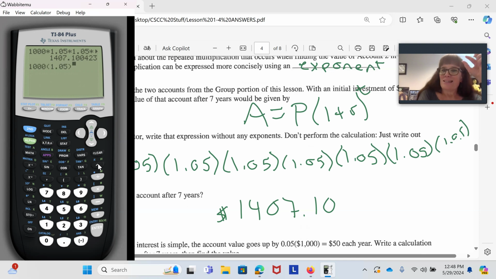So I push that button and a little box appears. Now I can type in what power I want. In this case, it was 7, and then I can hit enter, and it gives me the same answer. So again, given that mathematicians are notoriously lazy, we're going to do it that way probably more often than not.